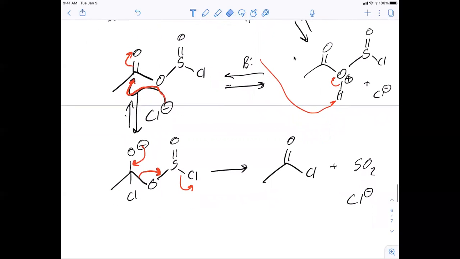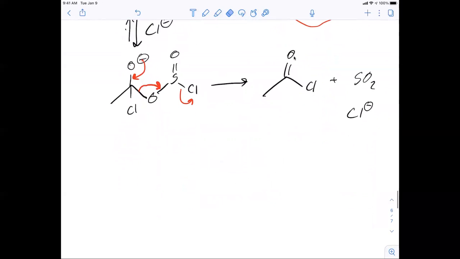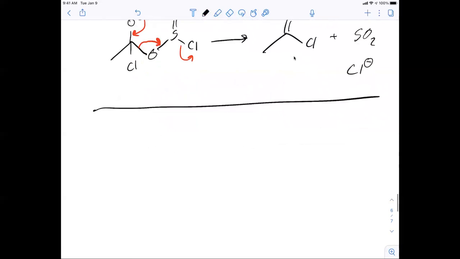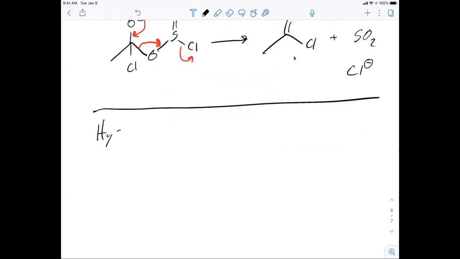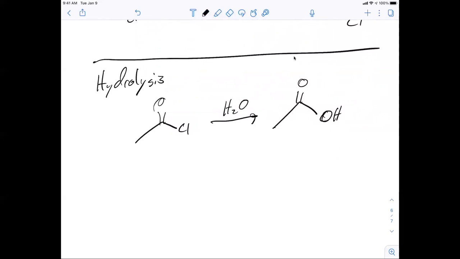Questions about this one? Okay, well, this then sets up all the other ones, right? Now all we need to know is how do we convert the chloride into other things? And we can do hydrolysis. Right? And water is sufficient here.